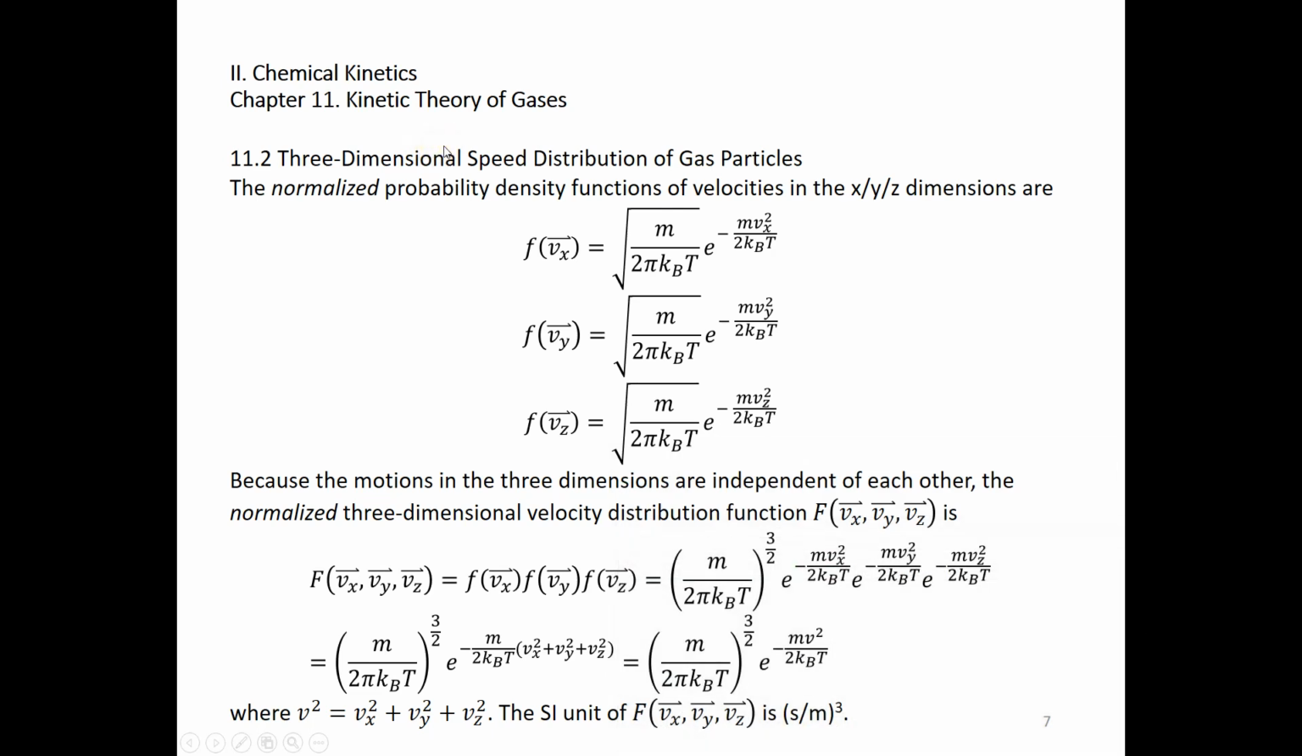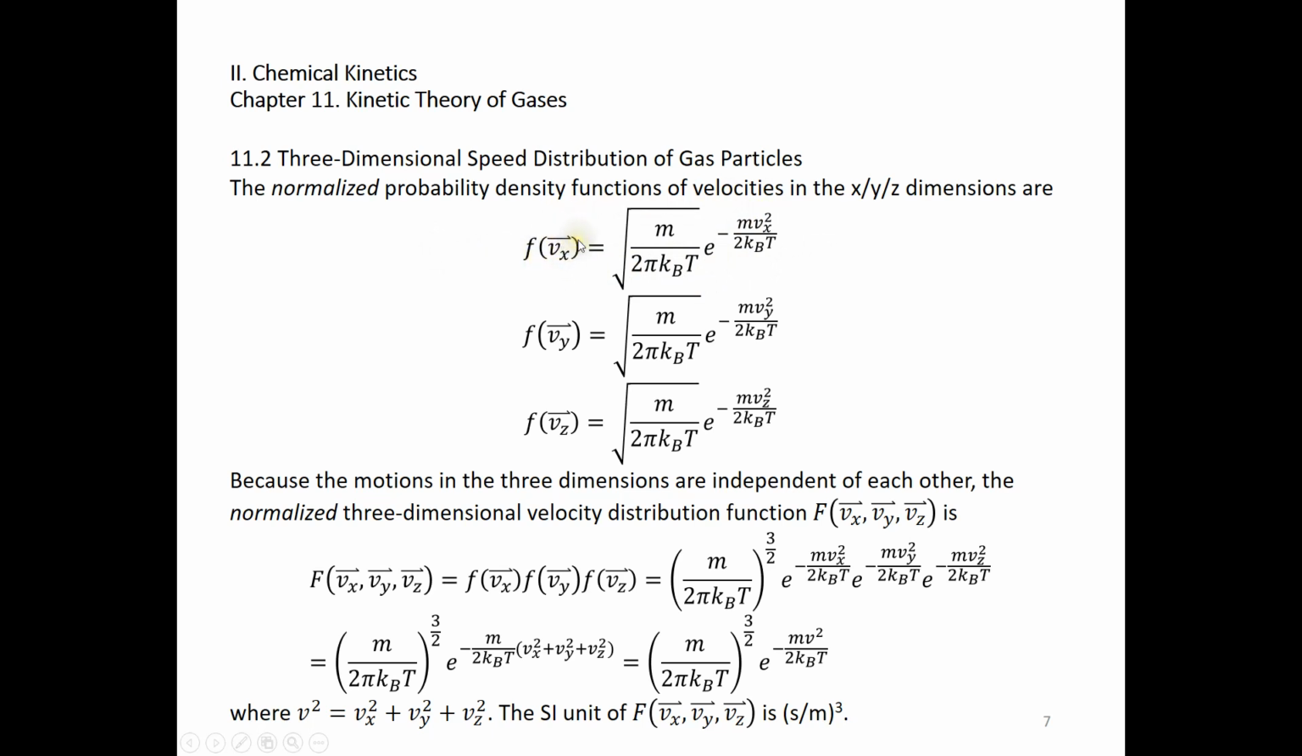Chapter 11, Kinetic Theory of Gases, Section 11.2, Three-dimensional speed distribution of gas particles. In the previous section, we have derived the normalized probability density function of velocities in the x direction, which is this. F is the probability density function.